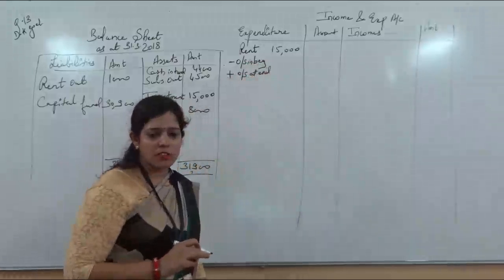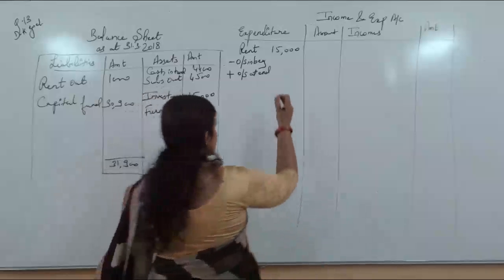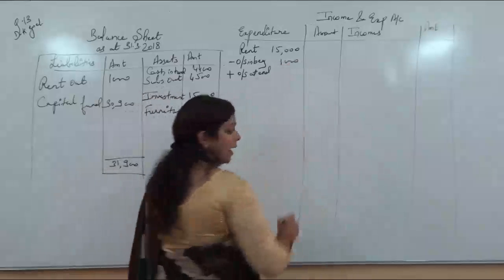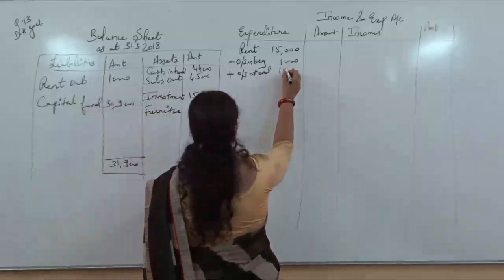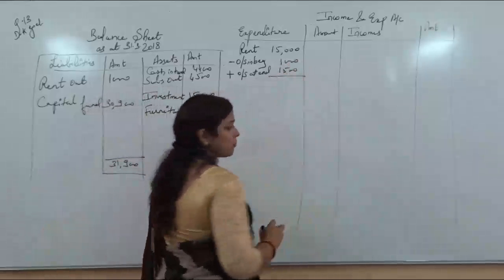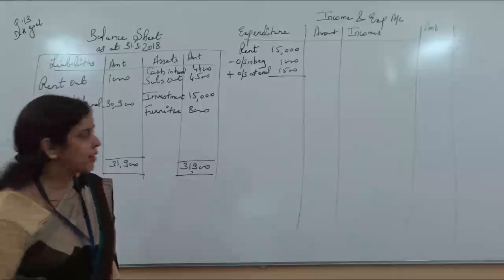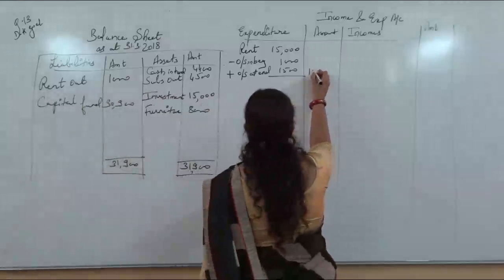In the beginning, how much is outstanding? 1,000, and at the end it is 1,500. It will be added. Okay. Write the final amount in the outer column. It will be 15,500.